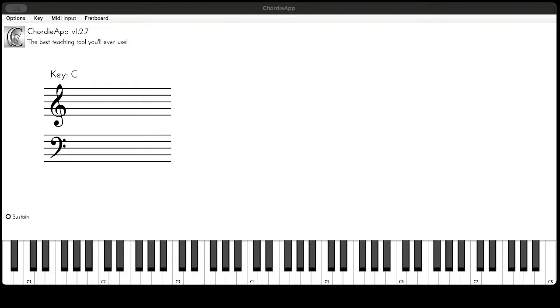Okay, let's try again. All the 12 bars in the key of E flat. Okay. 1, 2, 3, 4.